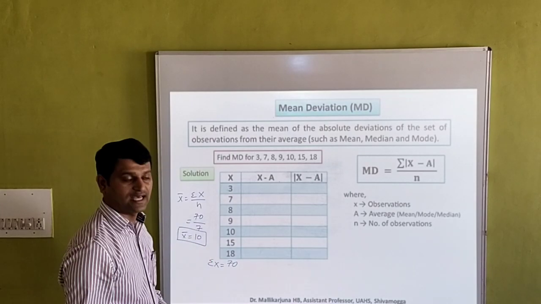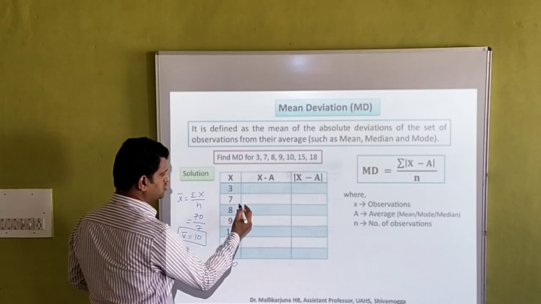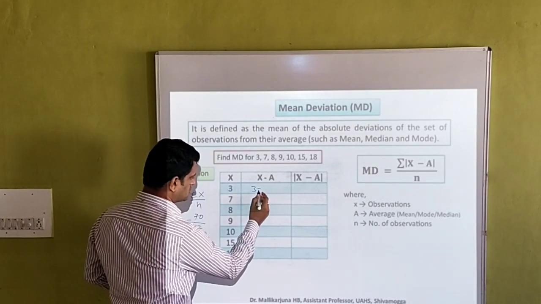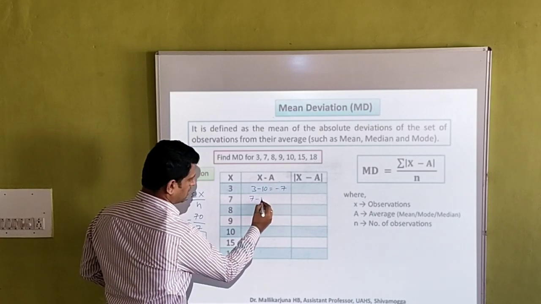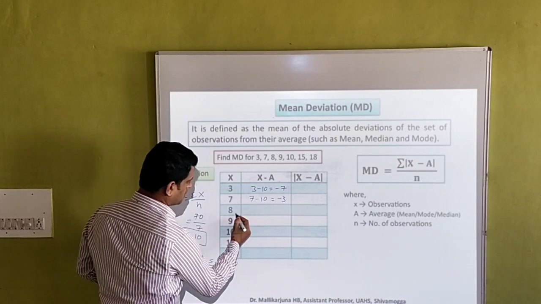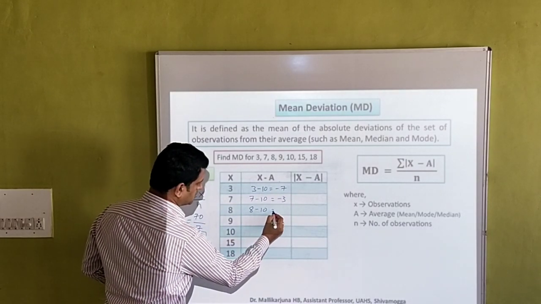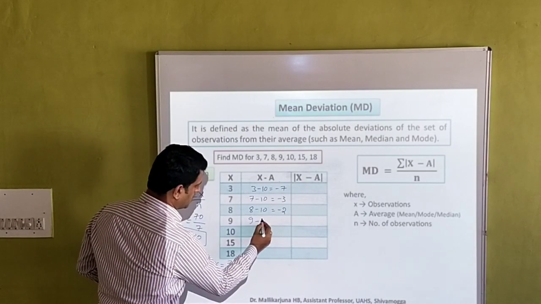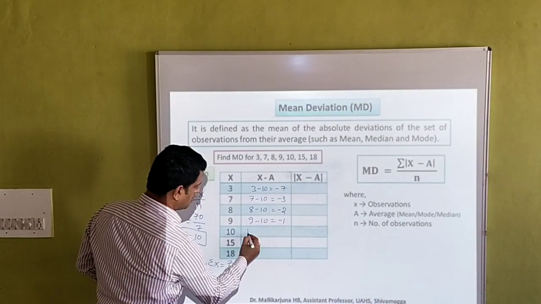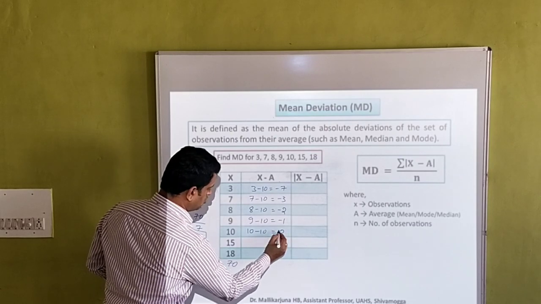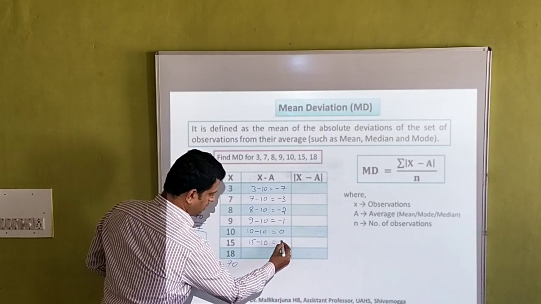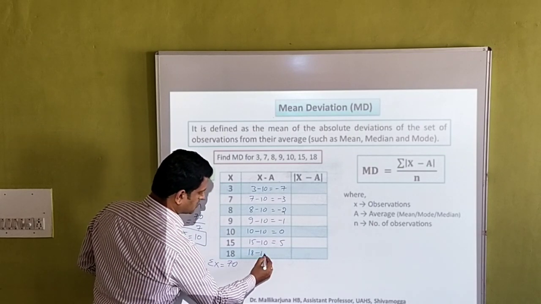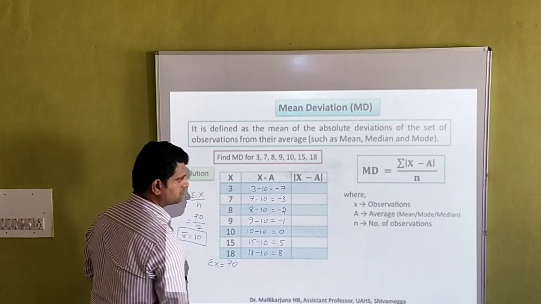Here x bar is 10. So take the deviations. 3 minus 10 is equal to minus 7. 7 minus 10 is minus 3. 8 minus 10 is minus 2. 9 minus 10 is minus 1. 10 minus 10 is 0. 15 minus 10 is 5. 18 minus 10 is 8.